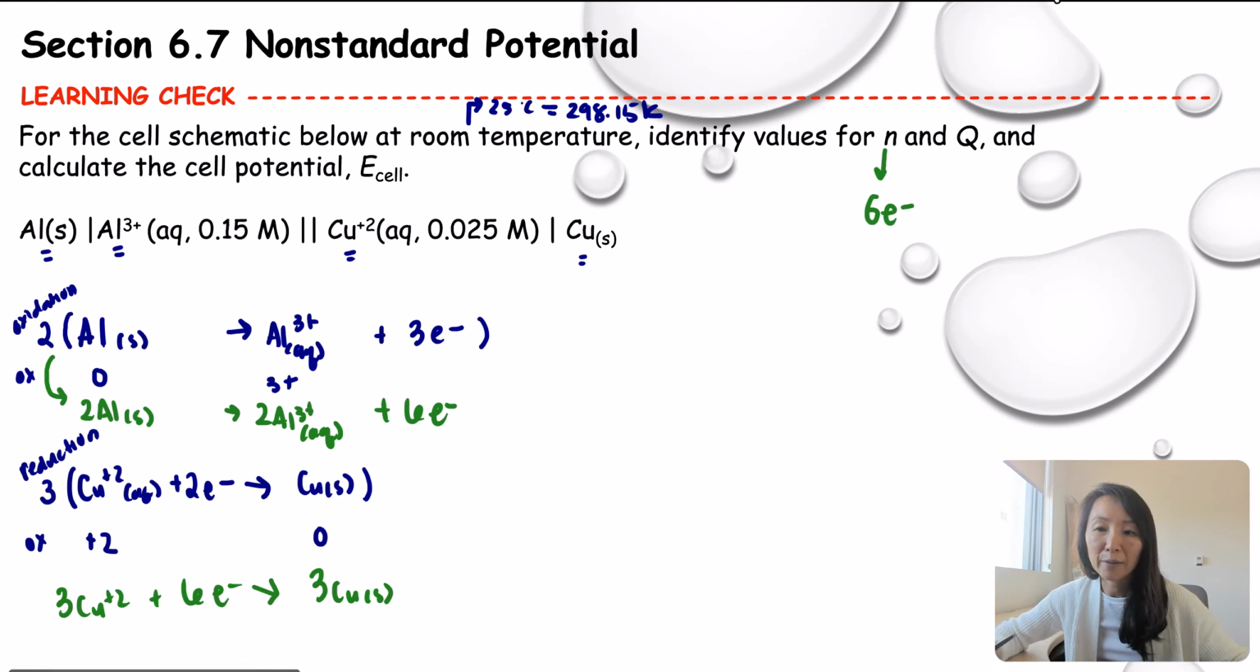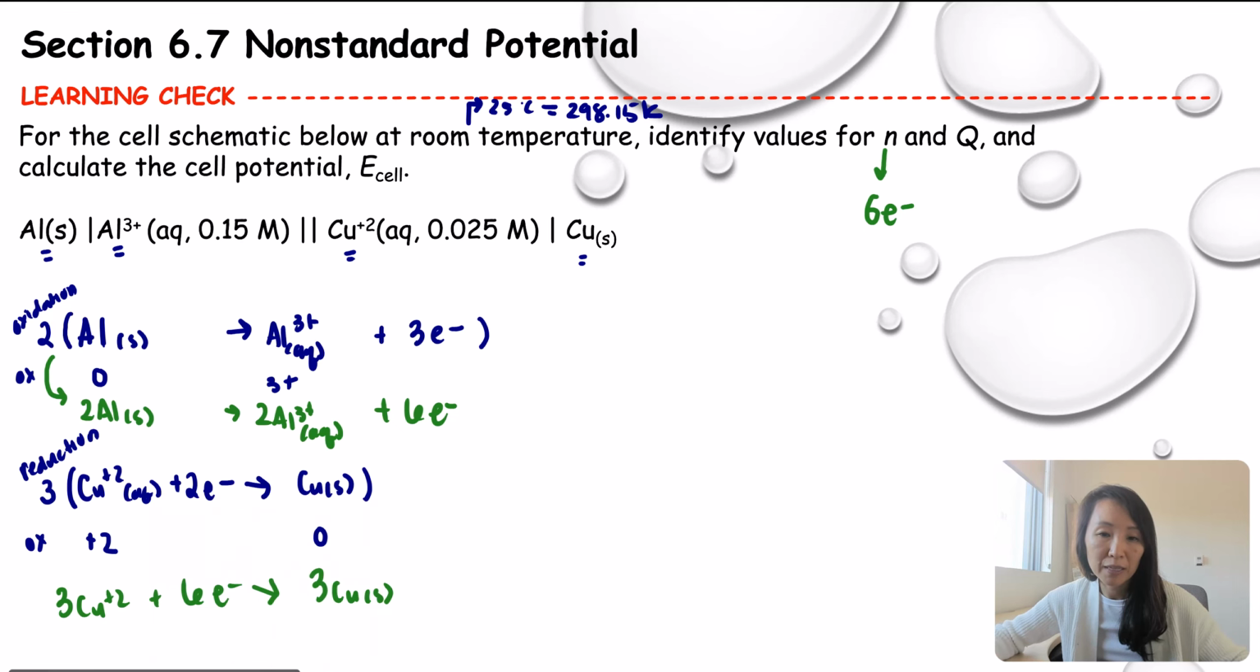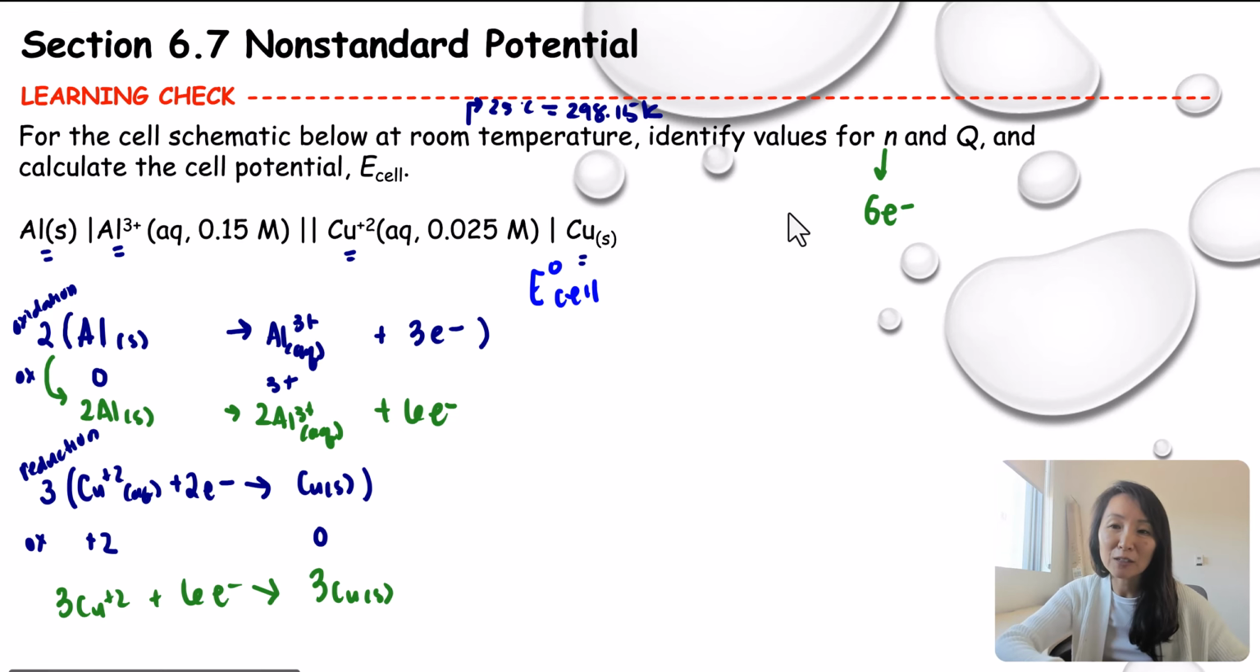All right, I moved the electrons all the way to the right here. n is equal to 6. Now I want to calculate the E cell potential, so that would be E naught cell. What is it for aluminum? What is it for copper? Try to go back into your reference sheet and see if you can find those values.